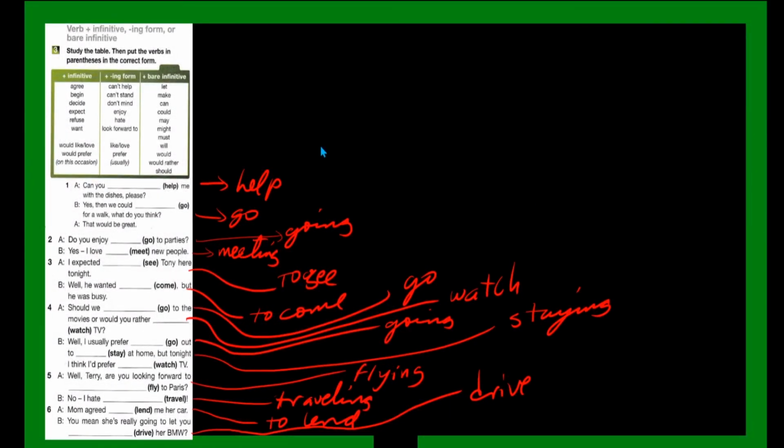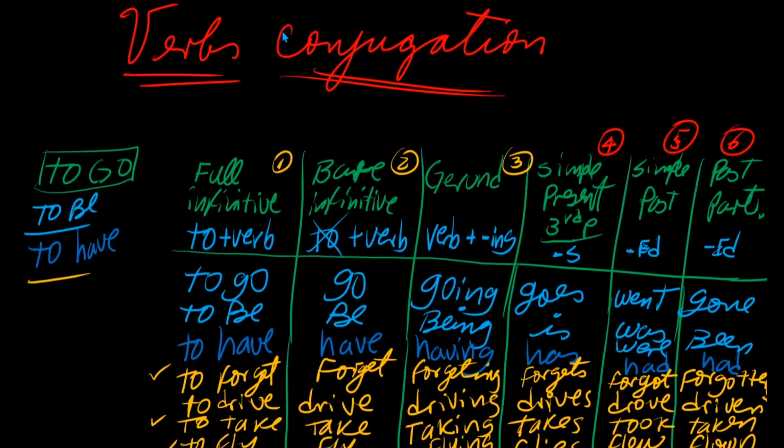Now let's move forward to the other grammar. This is probably one of the most important grammars of English, which is bare infinitive, full infinitive, and the gerund. Here is a completed exercise, but in the next slide we're going to see the grammar point, so you can stop later and go back to see why sometimes it's help and sometimes it's going. Let's get started here with the verbs conjugation.